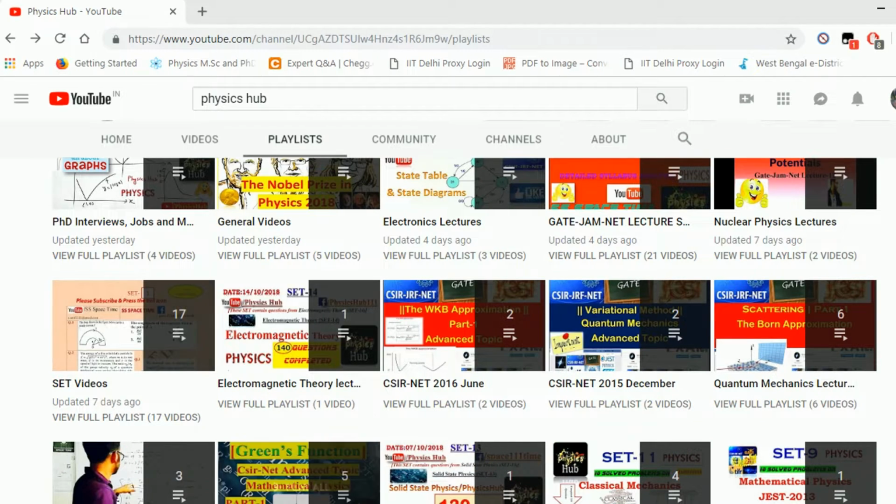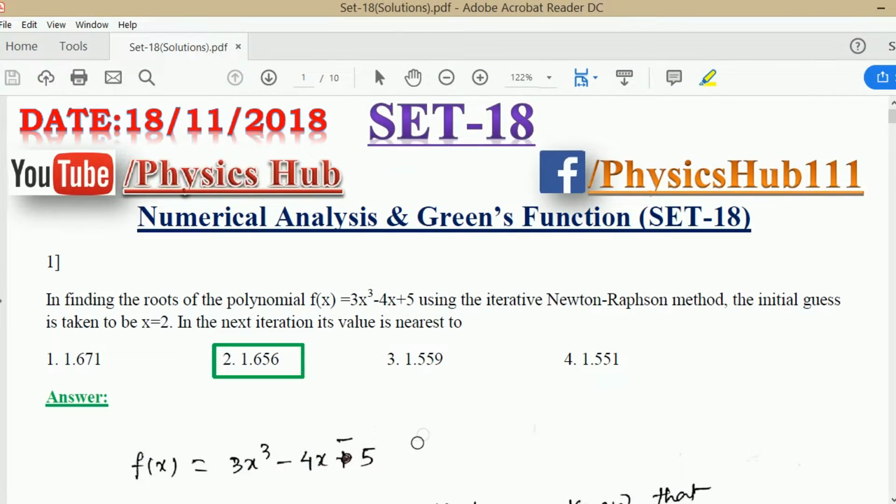Now let's start today's set video. This is set 18, and this set is based on questions from numerical analysis and Green's function. Both these topics are very important. In different papers you have seen that one question from numerical analysis and one question from Green's function come in part C of 5 marks. So 5 plus 5, 10 marks. If you understand this paper, you may get 10 marks in your CSIR-NET exam.